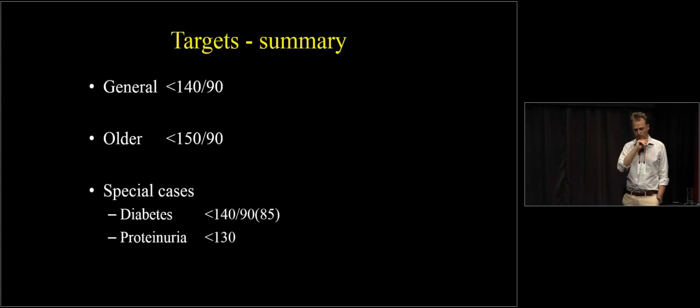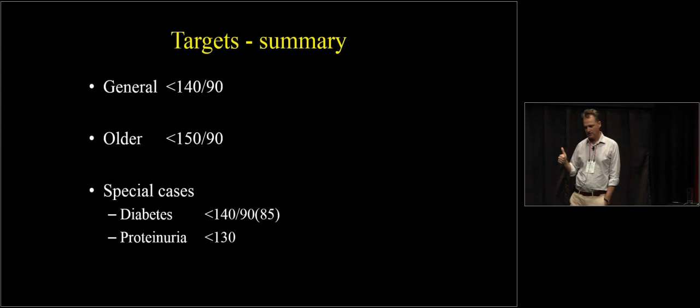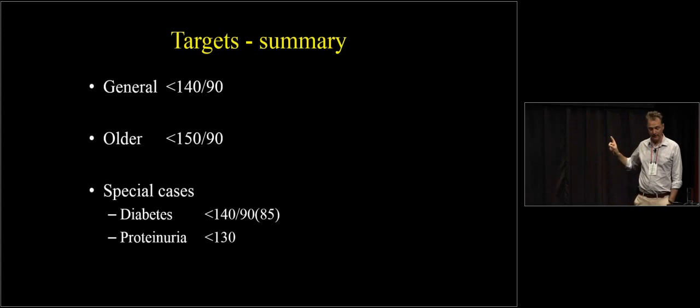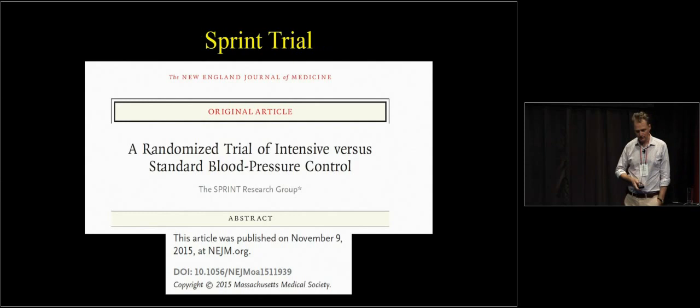And then there are some special cases. So maybe diabetics might merit a slightly lower blood pressure, slightly lower diastolic. And certainly people with chronic kidney disease and proteinuria might benefit from a lower blood pressure as well. But as a ballpark, those are not unreasonable.